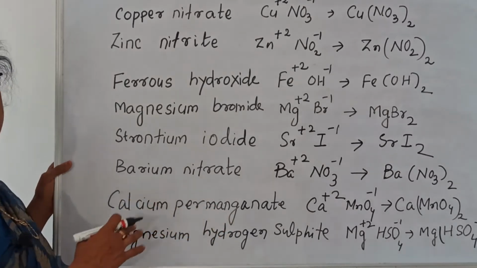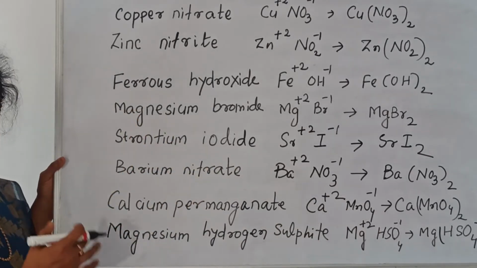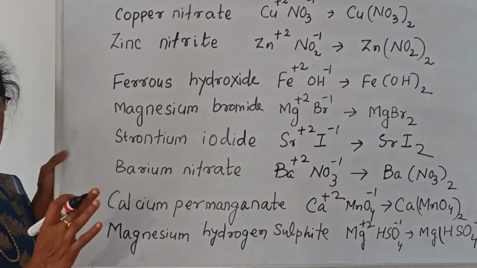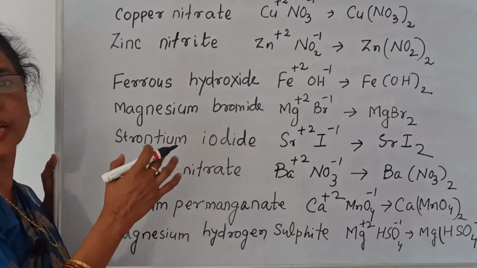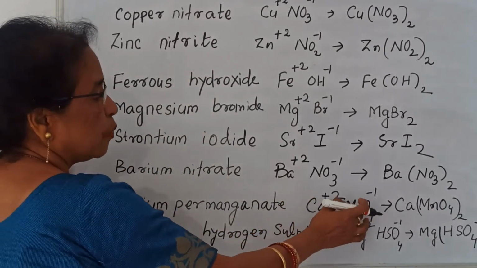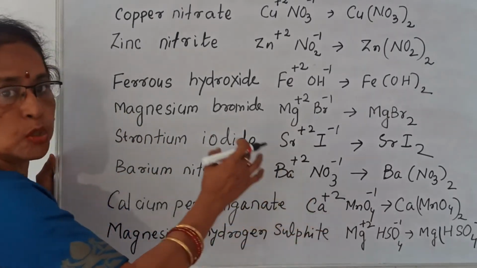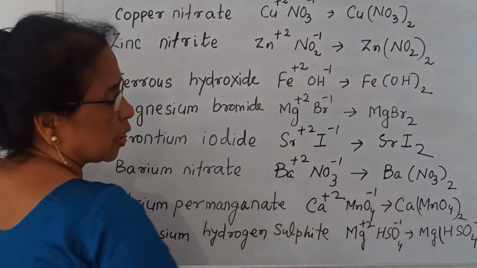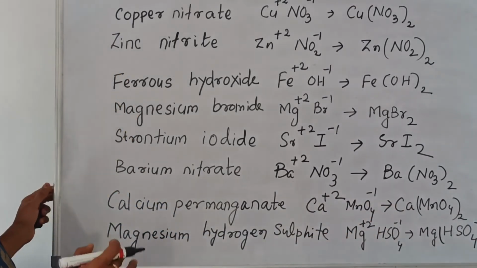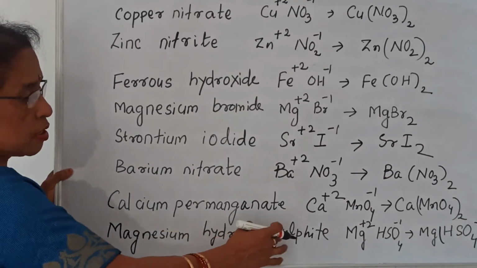Calcium permanganate. You know permanganate is MnO4 minus 1, manganate is MnO4 minus 2, but we require only the minus 1 charge anion. That is why MnO4 minus 1, that is permanganate, and calcium is plus 2. So the formula becomes Ca(MnO4)2.